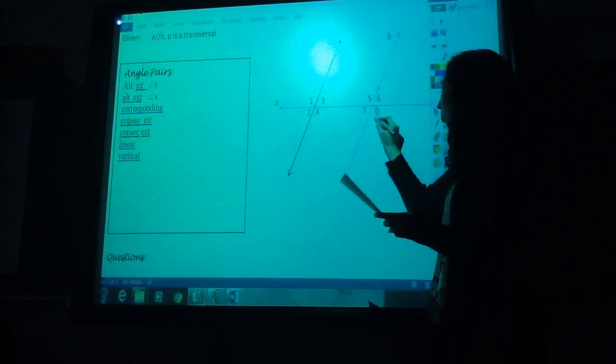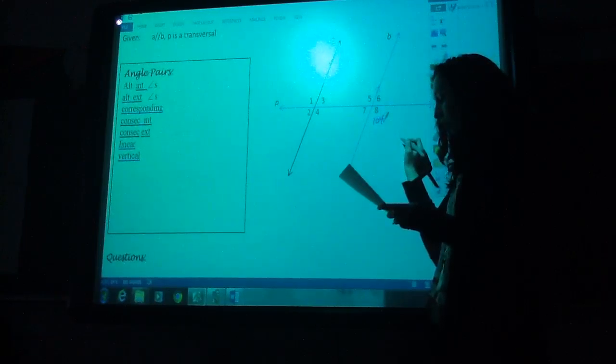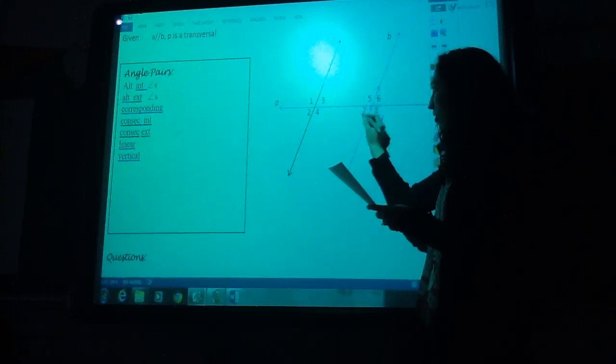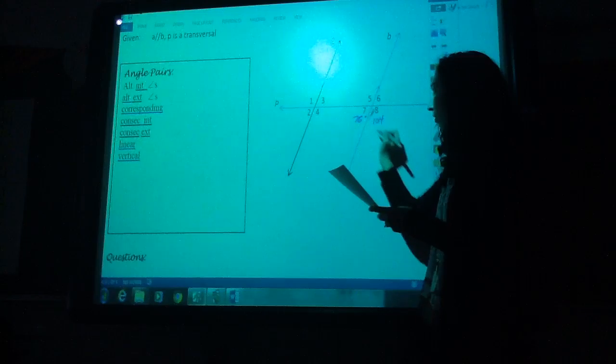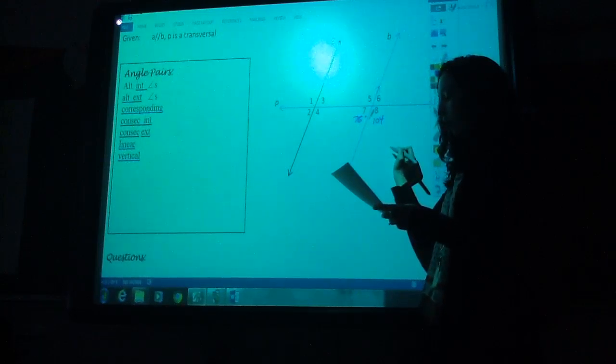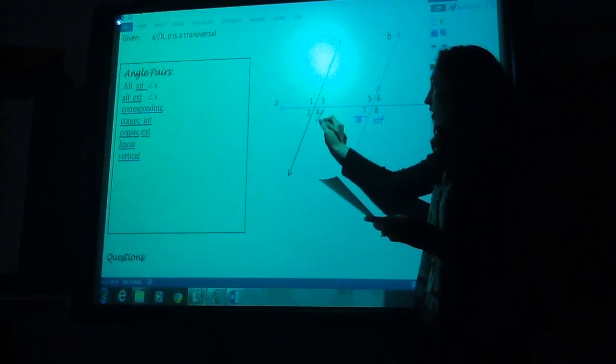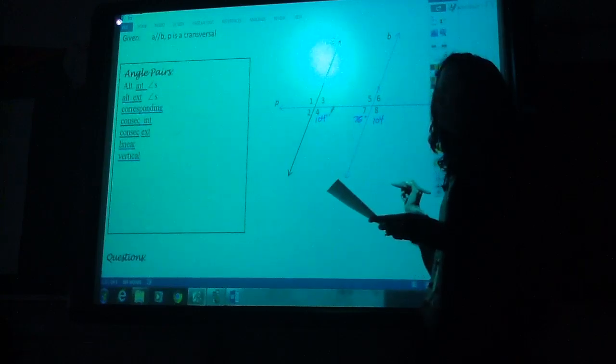If angle 8 is 104 degrees, find the measure of the following angles. Angle 7, these two form a straight line, they add to 180, so this would have to be 76 degrees. And angle 4, that's corresponding, so they have to have the same measure, so this one would also be 104 degrees.